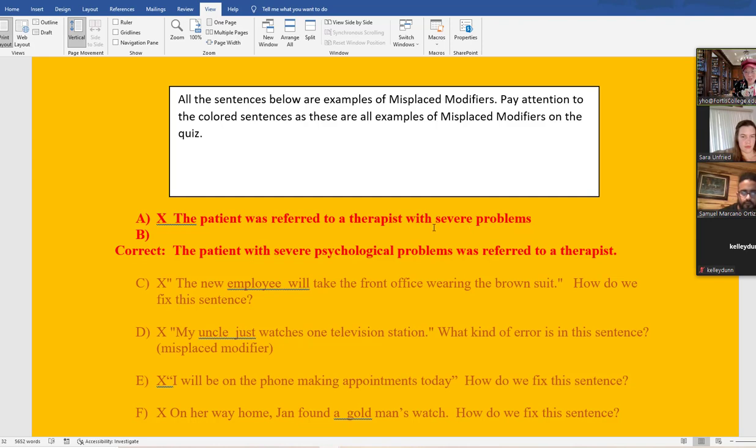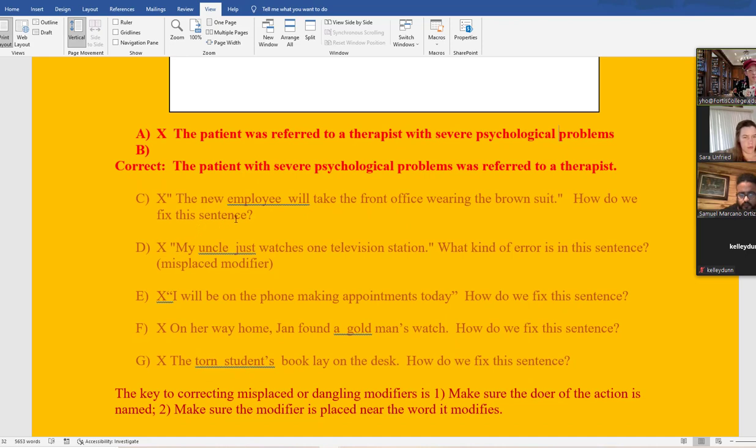So this is the modifier, with severe problems. Where should I replace with severe problems to make this sentence make sense? Correct. The patient with severe psychological problems was referred to a therapist. So I had to move with severe, actually this should say psychological. Oh well, P-S, that was wrong. So with severe psychological problems, this modifier has to be changed or moved. So the patient with severe psychological problems, and now this is known as a misplaced modifier because I had to move the modifier next to what it modifies, which is the patient.